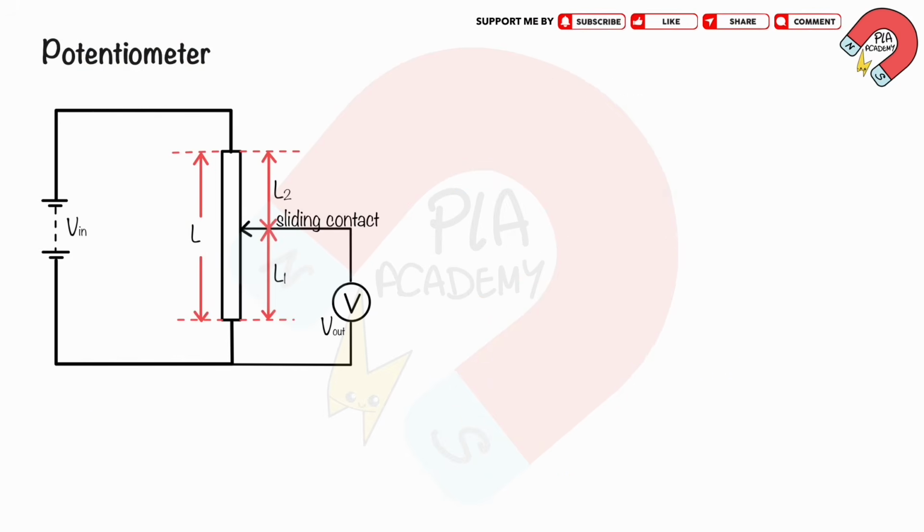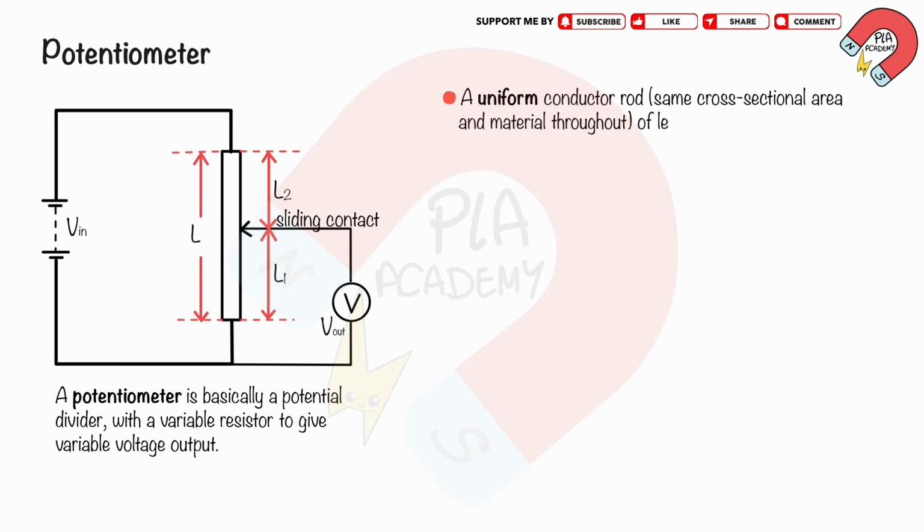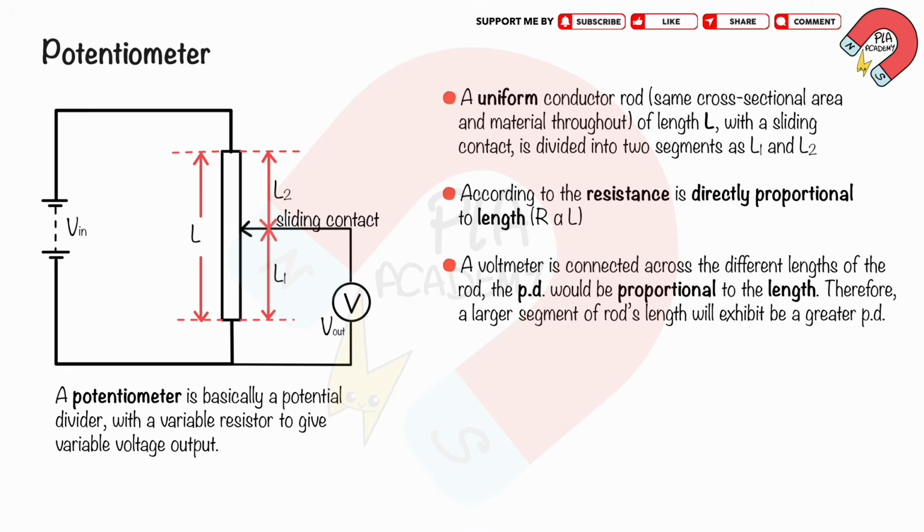The potentiometer is shown. A potentiometer is basically a potential divider, with a variable resistor to give variable voltage output. A uniform conductor rod, with the same cross-sectional area and material throughout, of length L, with a sliding contact, is divided into two segments, as L1 and L2. Resistance is directly proportional to length. If a voltmeter is connected across different lengths of the rod, the PD would be proportional to the length. Therefore, a larger segment of the rod's length will exhibit a greater PD.